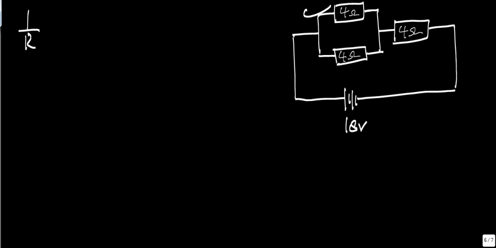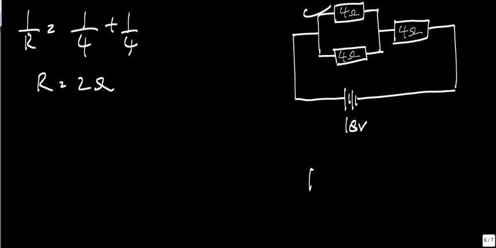R, that is for the parallel part, is equal to 1/4 plus 1/4. If you remember what we understood earlier, the effective resistance will be half of each of these resistances. That's equal to 2 ohm. So here the combination is 2. We can just write it in a simplified form. This is 2 ohm and this one is 4 ohm.